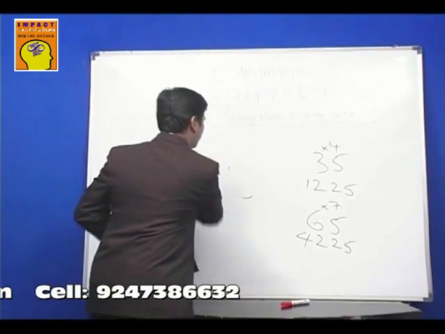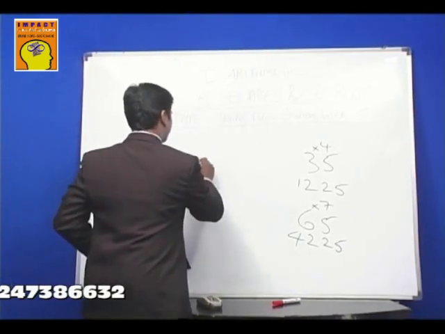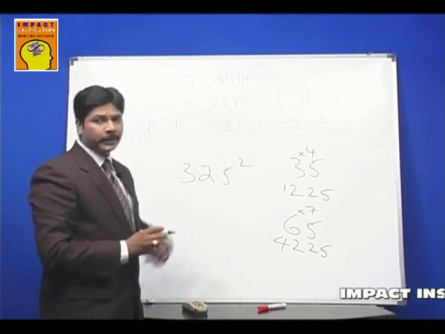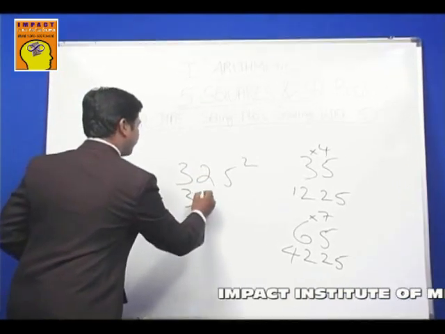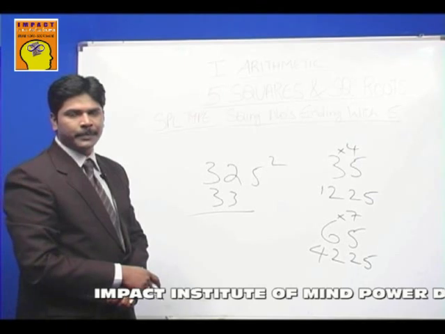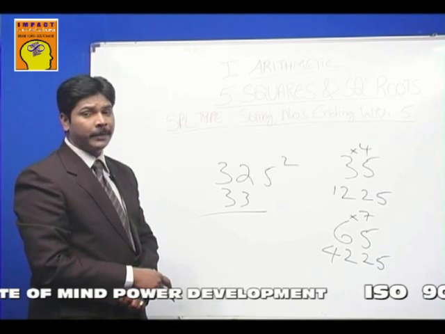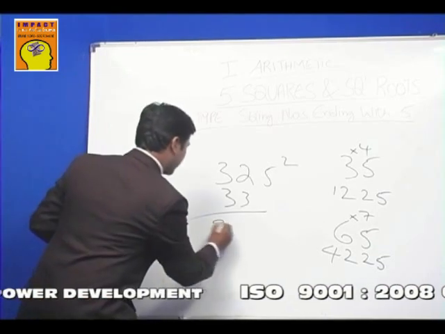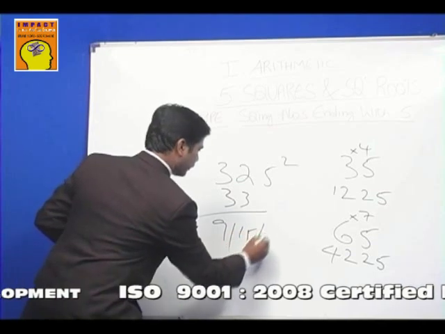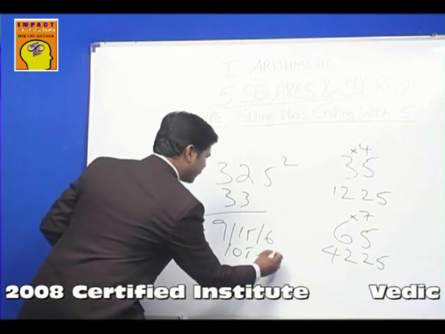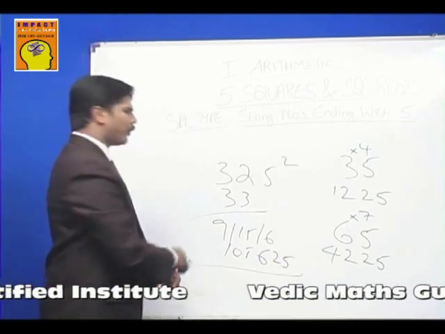Okay, now let's go for the next one. How much is 325 whole square? Multiply 32 into 33. You can apply the crisscross method which I taught you in the double into double crisscross multiplication method. Okay, 3 square is 9, 9 plus 6 is 15, 3 2s are 6, 6 5s, 1056 you got. That's it, see, just about 5 seconds. And then just blindly write 25 after the number, so 105625.